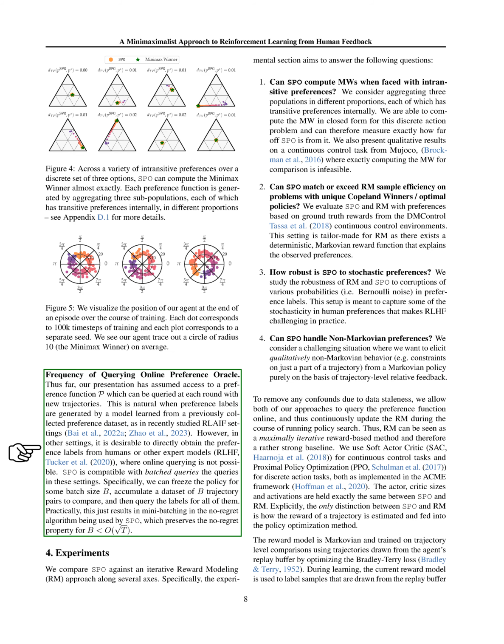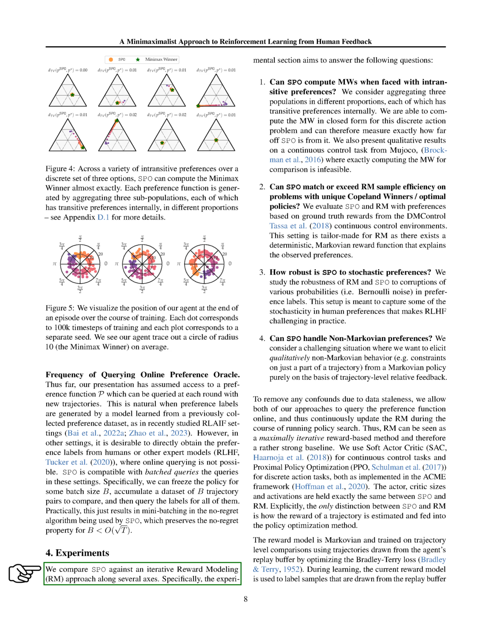So far, we've assumed access to a preference function which can be queried at each round with new trajectories. However, in some settings, it's desirable to directly obtain the preference labels from humans or other expert models, where online querying is not possible. SPO is compatible with batched queries in these settings.